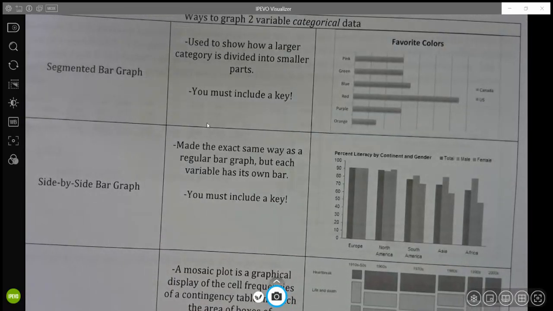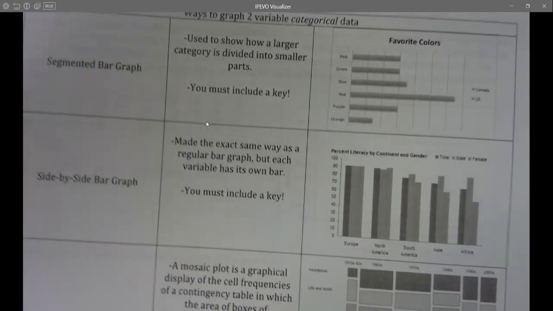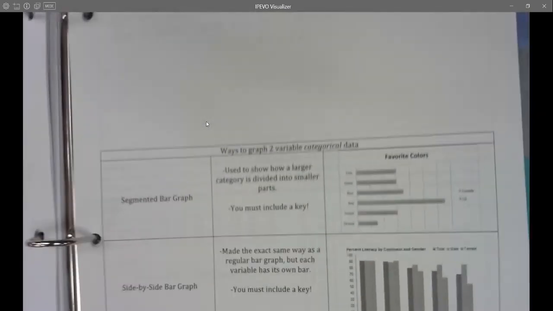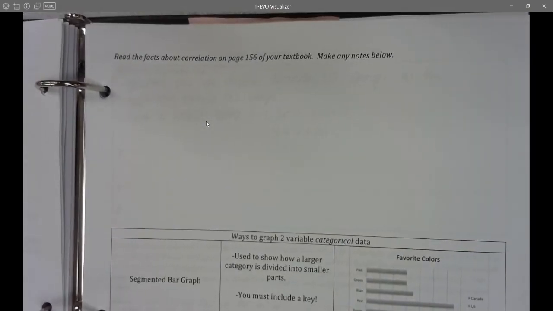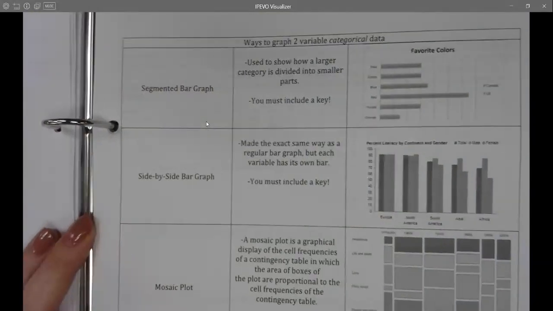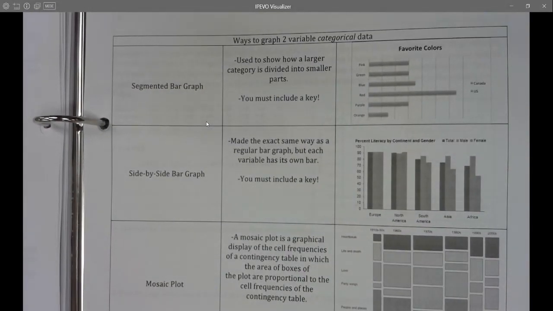Hey guys, continuing on with our chapter 2 work, you should have in the last video filled in the facts about correlation. So we are here at ways to graph two variable categorical data. We talked about scatter plots in the last video. Those were for quantitative data.